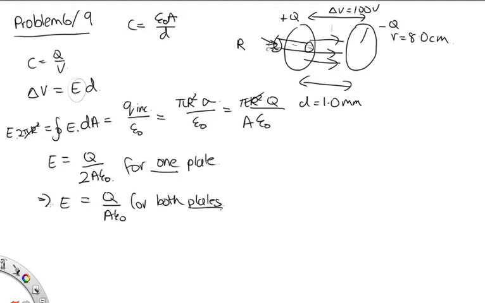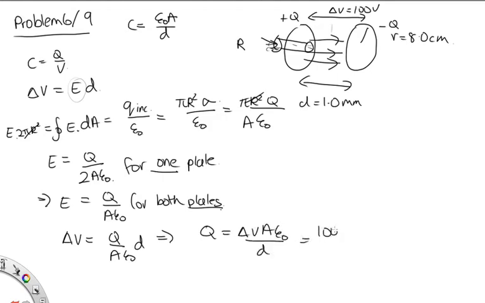So now we've derived our expression for the electric field, we can substitute it back into this equation. So we've got the voltage difference between the plates is Q over A epsilon naught times D. And so solving this, Q is equal to the voltage difference times A epsilon naught on D.